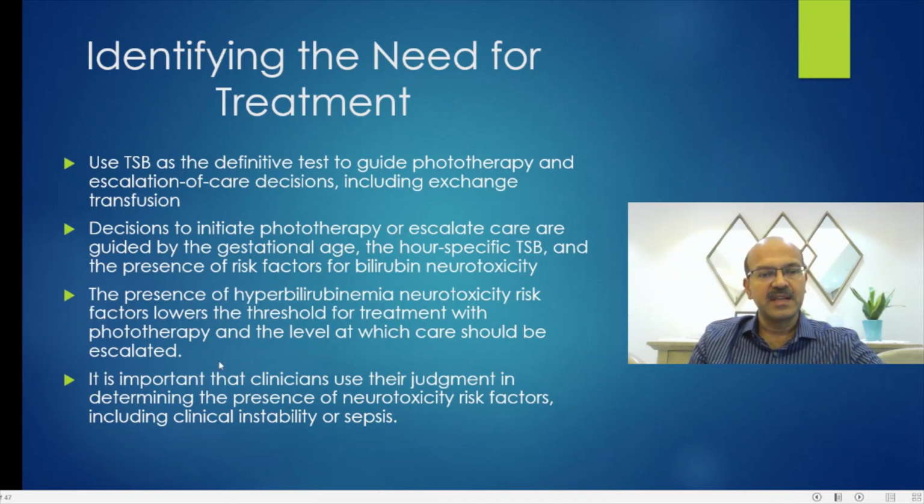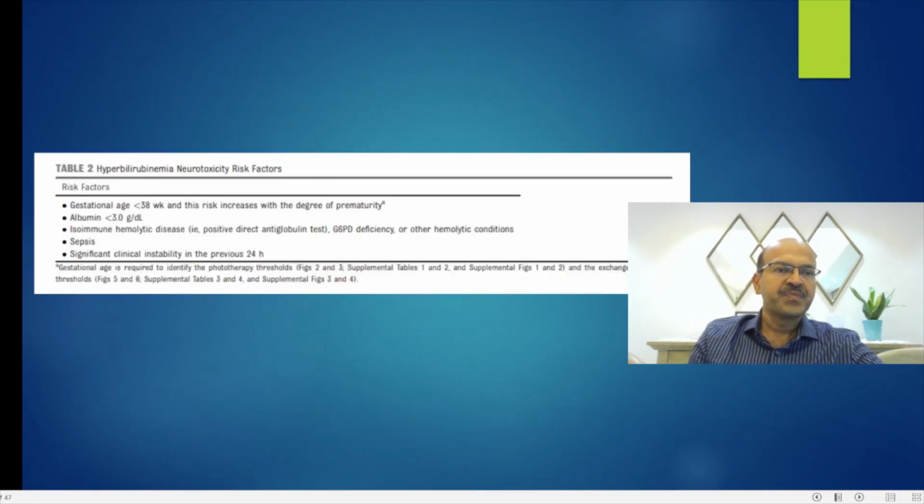So this has become clearer. It's important that clinicians use their judgment to determine the presence of neurotoxicity risk factors, including clinical instability or sepsis. So err on the side of caution is what they're trying to say. So you have to be clear. You have to look at all the risk factors. For example, acidosis as a specific risk factor has been removed, but it would be considered as a risk because of the clinical instability. So these are the neurotoxicity risk factors.